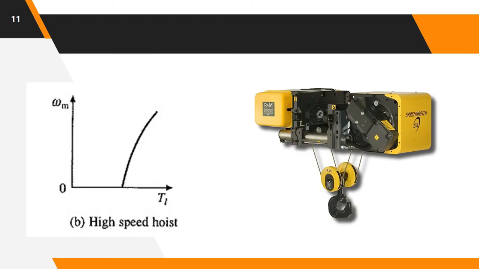If there is a high speed hoist, then what will happen? Viscous friction and windage torque also will come in. Gravitational force is also there, but windage torque as well as viscous friction will also be there.